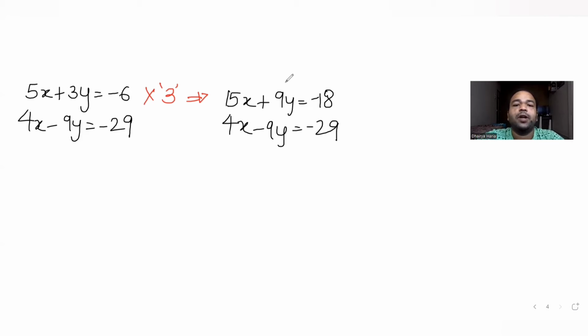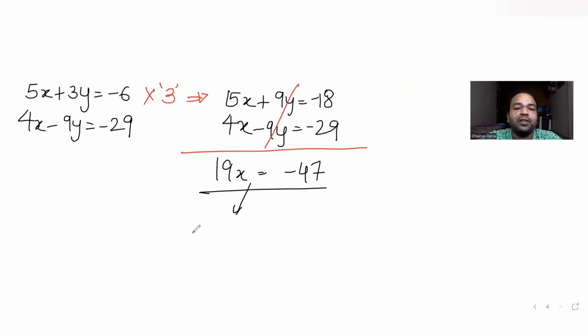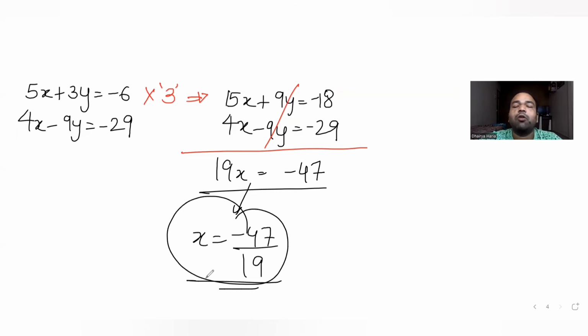If I solve this simultaneously, I'll add both of these equations, and the y terms get cancelled. This becomes 19x equal to minus 47. Further simplifying, x becomes minus 47 by 19. So I get the x coordinate of the orthocenter. Now let's find the y coordinate also of the orthocenter. I have the first equation with me. If I put x in either one of them, I get the answer.